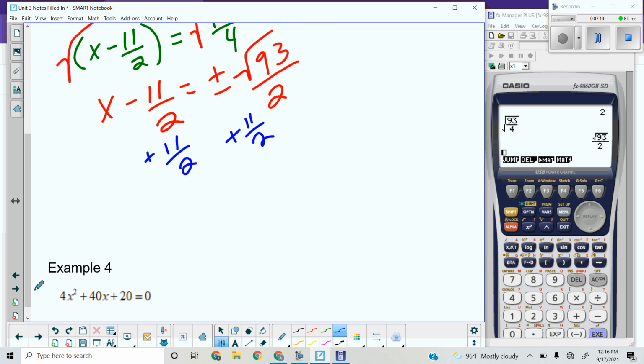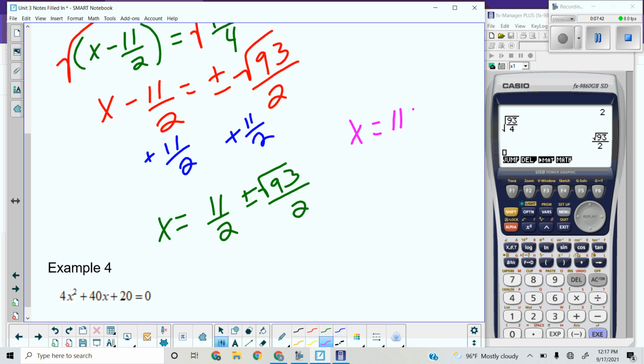So once again, x equals, we're going to put our 11 over 2 in the front, plus or minus the square root of 93. We can't put them together because one's a square root and the other's not. However, we can rewrite this as 11 plus the square root of 93 all over 2. I'm sorry, that's plus or minus the square root of 93 over 2. And there is our answer.